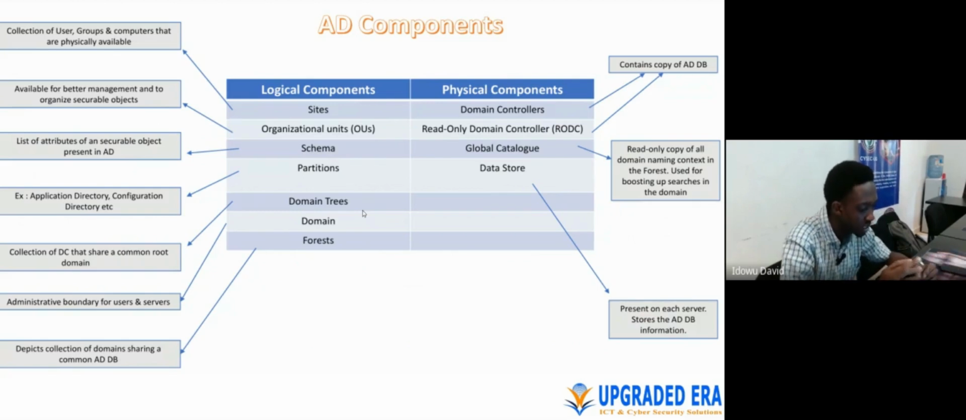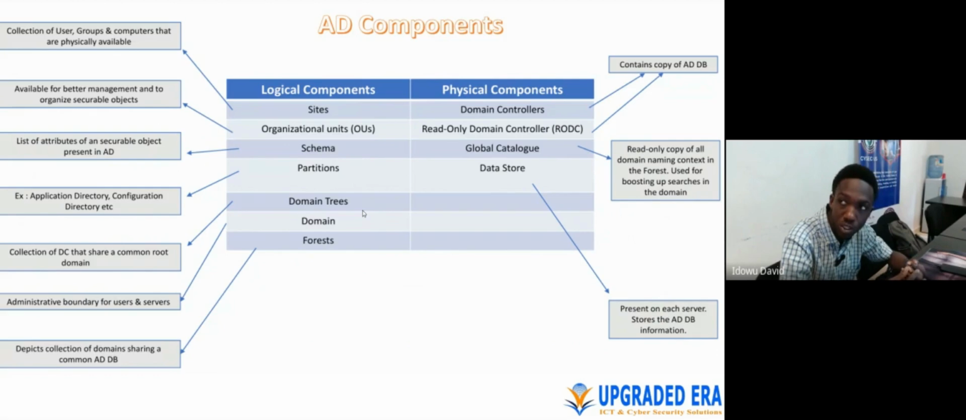Now, the schema is a list of attributes of a securable object present in an Active Directory, something that is secured, or a list of privileges, a list of actions that can be taken on a particular object. The same way in Linux, when you're working on a particular file and check for the privileges, that can tell you whether a file is readable or writable. A schema is the provision for that in an AD.